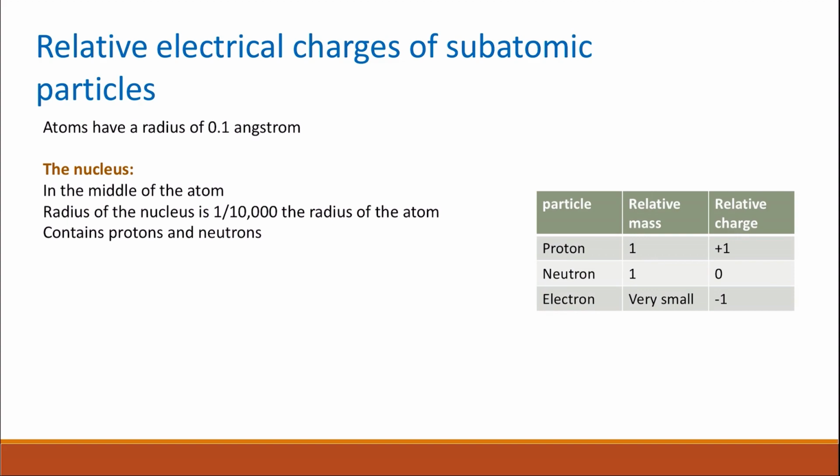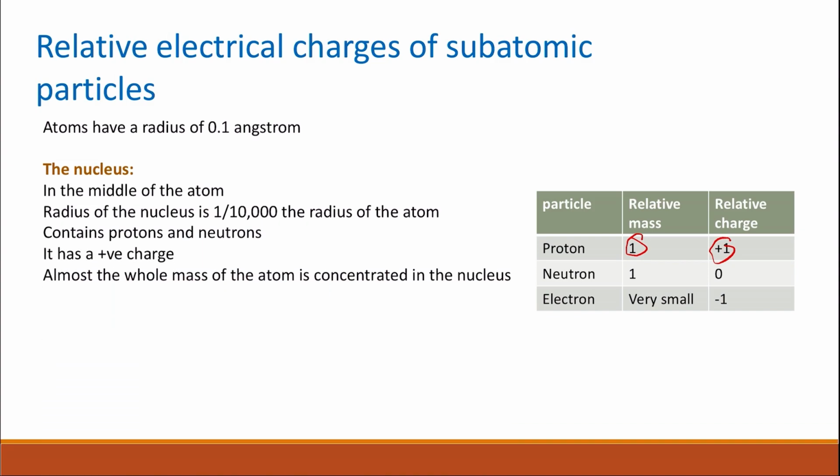The protons have a relative mass of 1 compared to the other subatomic particles, and they have a relative charge of +1. Each proton has a +1 charge. And then we have the neutrons also inside the nucleus. The neutrons have a relative mass of 1 as well, equal to the protons, and their relative charge is 0. They are uncharged or neutral particles. The whole mass of an atom is concentrated in the nucleus.